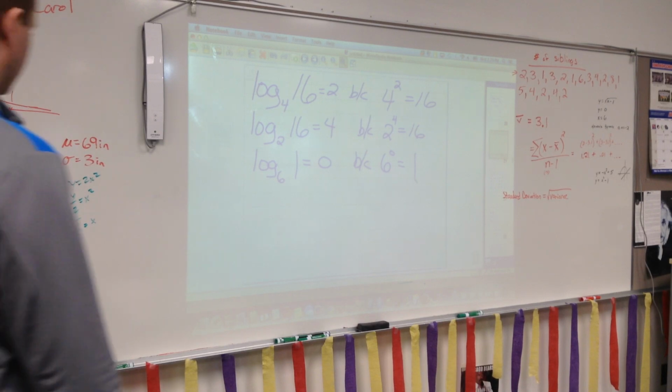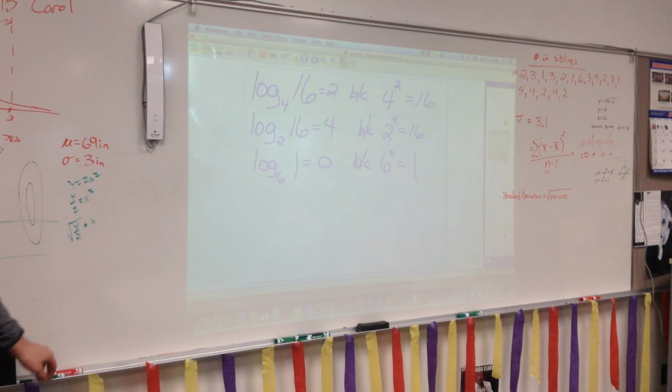Unless the base is 1. Then the answer could be anything, really, because 1 raised to any power would be 1.